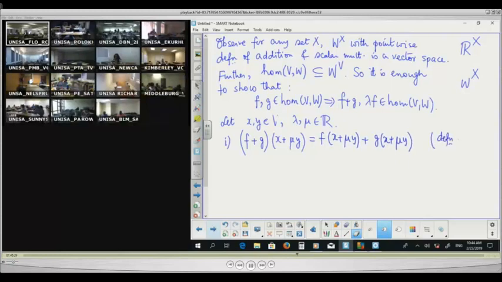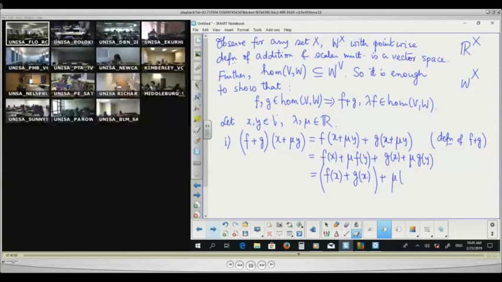plus g of the same, by the definition of pointwise addition. But I know that f is already linear. So this is f x plus mu times f y, plus the corresponding expression for g, because f and g are both linear maps. Now I do my commutativity and so on to regroup these things.